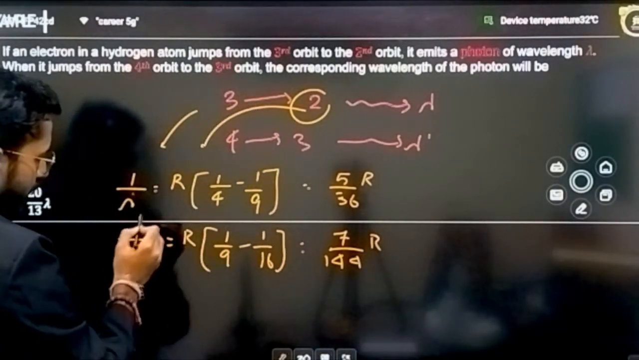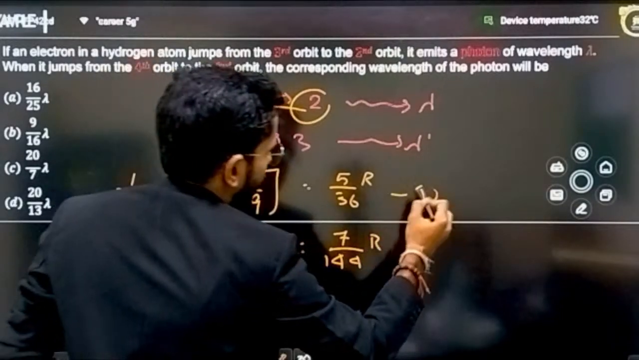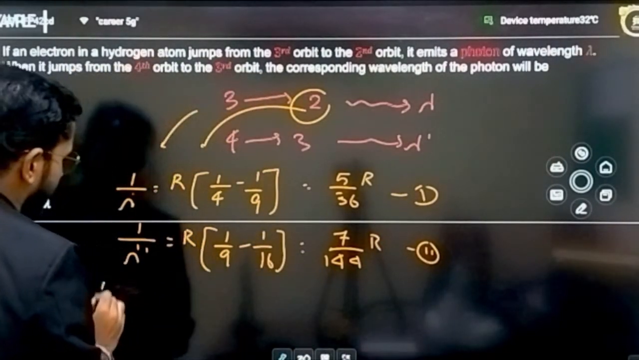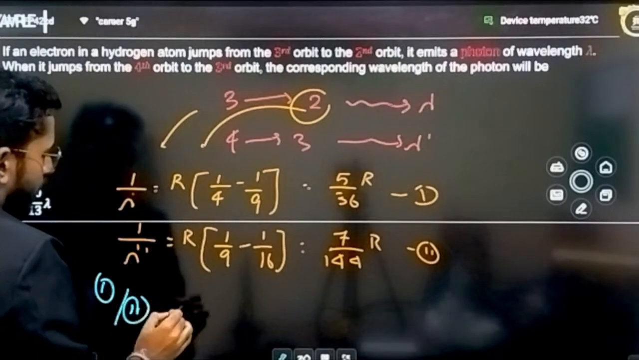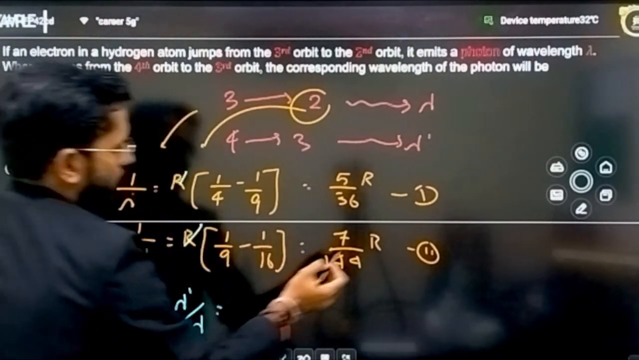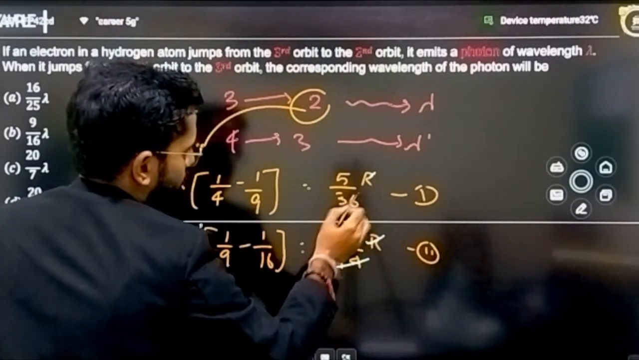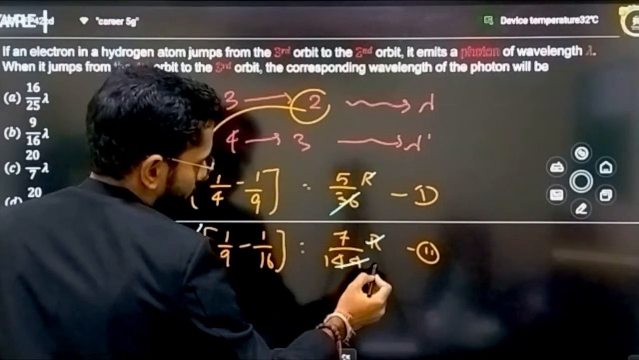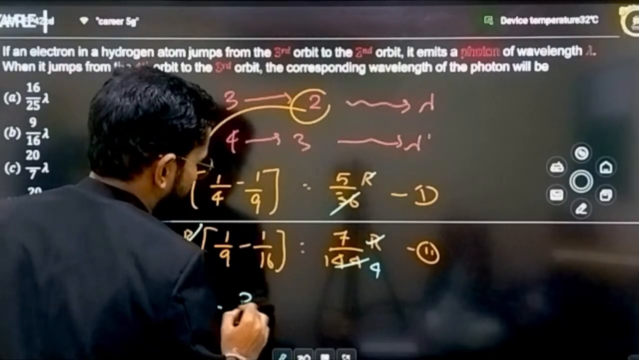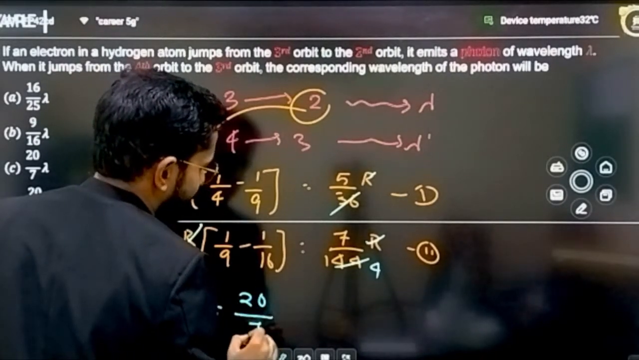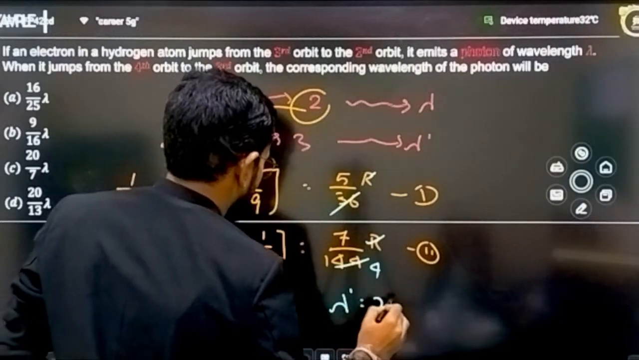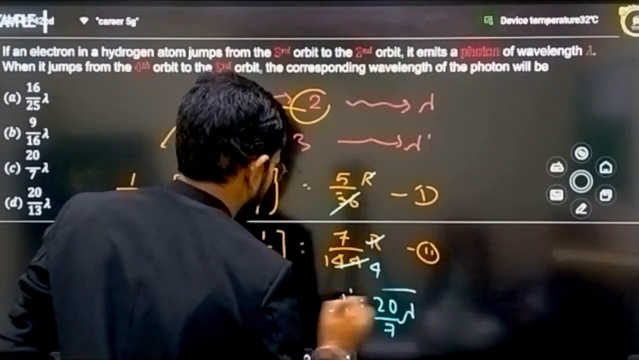Now take the ratio. When you are taking this ratio, equation 1 to equation 2, what is the ratio going to come? This will become lambda dash divided by lambda equals r cancels, actually r cancels, and here 36 will get cancelled. How many times will it cancel? It will cancel 4 times. This 4 will go upside. This will become 20 divided by 7, that means lambda dash can be written as 20 divided by 7 times lambda.